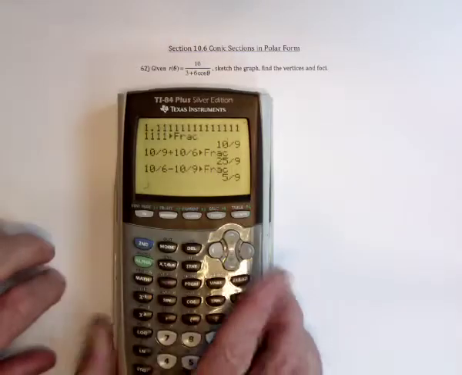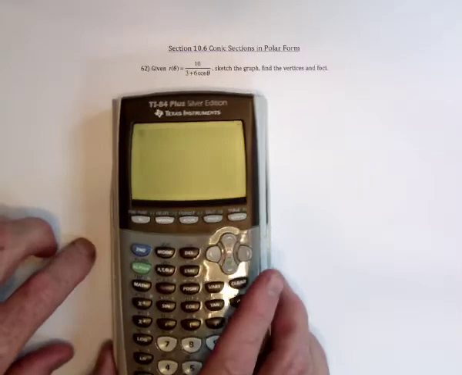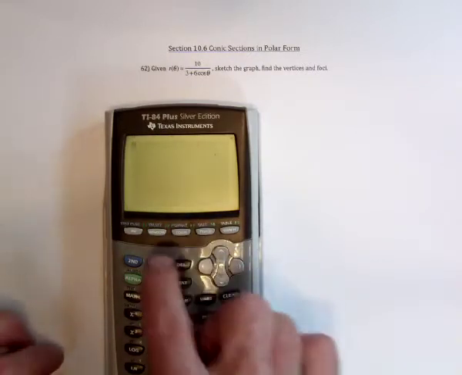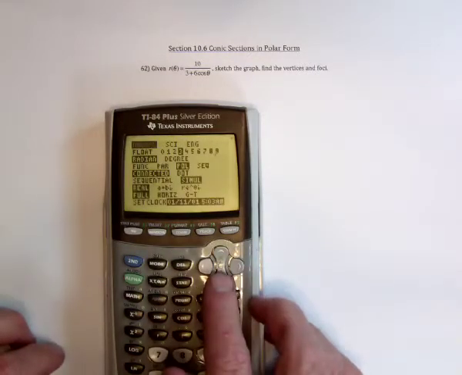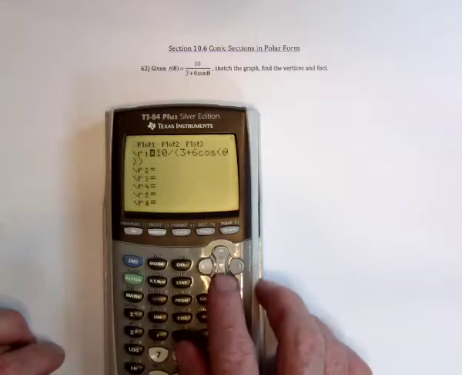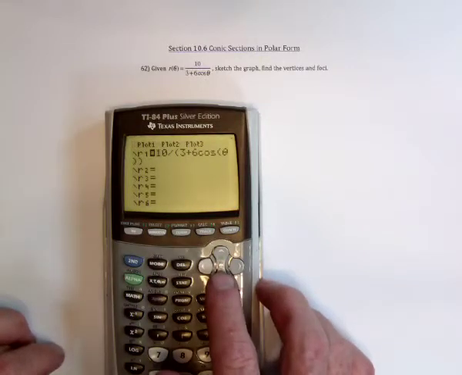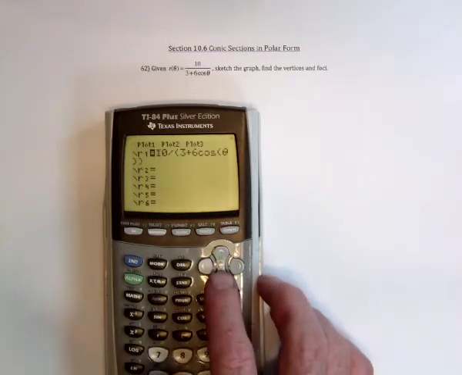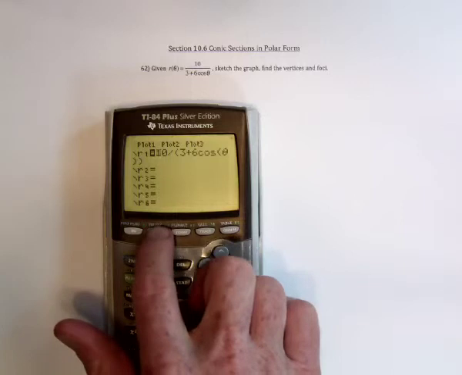Polar function that is going to be a parabola, hyperbola, or an ellipse. So make sure that we've got it in polar form. Go to y equals, and it's 10 divided by, and then we need parentheses, 3 plus 6 cosine. There we go.